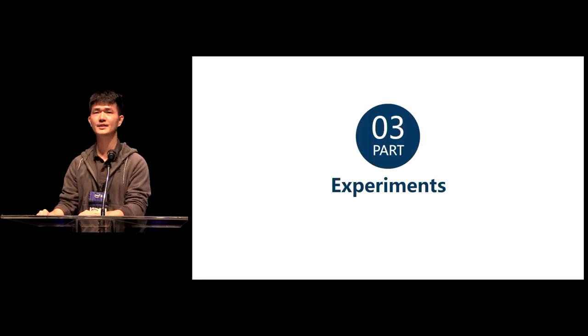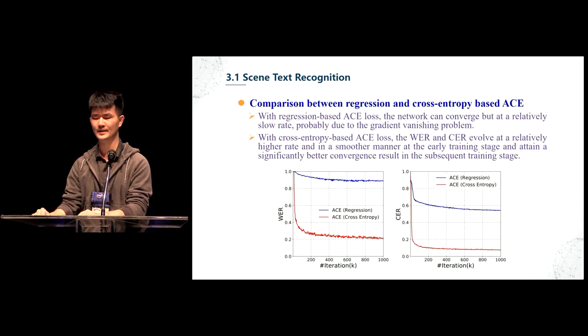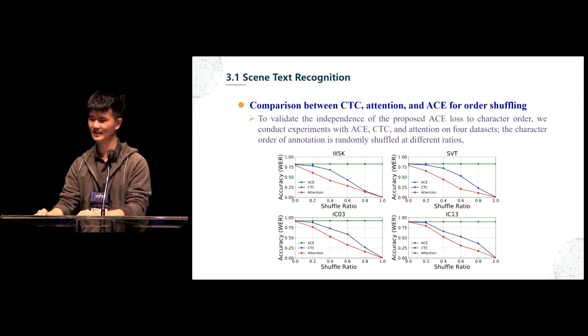So the final part is experiment. First, we have the scene text recognition task. In this figure, it can be observed that the cross-entropy-based ACE attains a much better result. And in this figure, we can observe that the higher the shuffling ratio of the characters in the test annotation, the worse the performance of CTC and attention, while ACE remains the same accuracy.